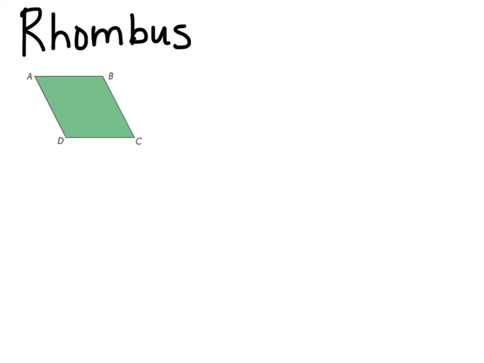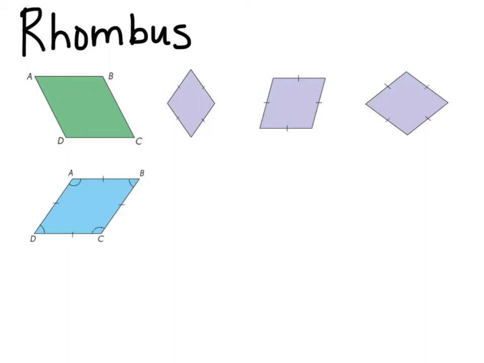A rhombus is a four-sided figure in which the opposite sides are parallel and all four sides are of equal length. Here are three more examples. Each of these purple figures is also a rhombus. Please note that the sides are parallel and that all four sides are of the same length. And here is one final example, with the markings that show that all four sides are of equal length and that the opposite sides are parallel.